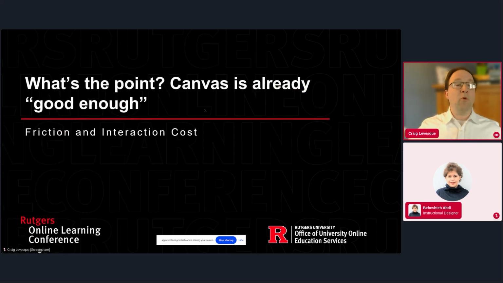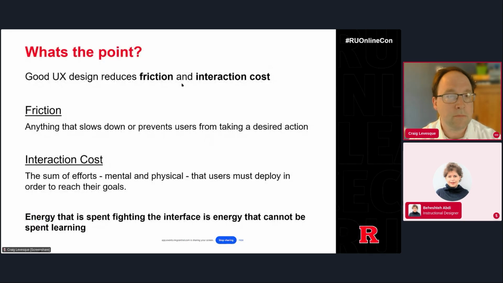So, what's the point? Canvas is already good enough, right? Well, for the most part, it is. What we're going to focus on is reducing two things, friction and interaction cost. Friction is anything that slows down or prevents users from taking a desired action, while interaction cost is the total amount of things that the user must do to accomplish their goal.